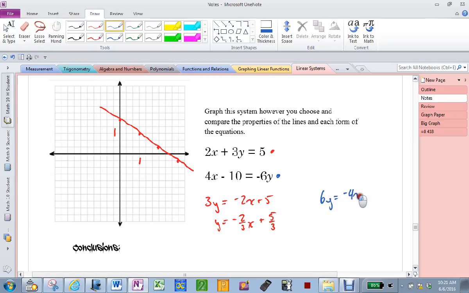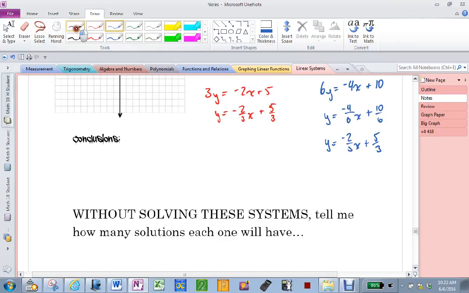6y equals negative 4x plus 10, which is y equals negative 4 sixths x plus 10 sixths, which is, of course, negative 2 thirds x plus 5 thirds. What? Blue dot, blue dot, blue dot, blue dot. Where would the blue line go? Same place. So how many times does it intersect? Infinitely, yes. The two lines are the same. So that is infinite.